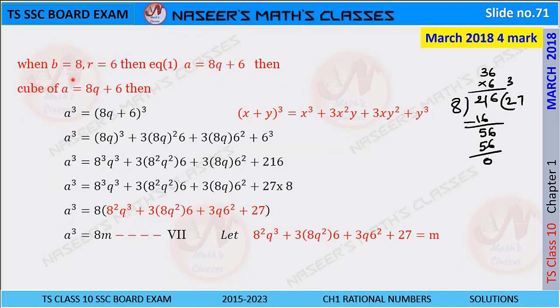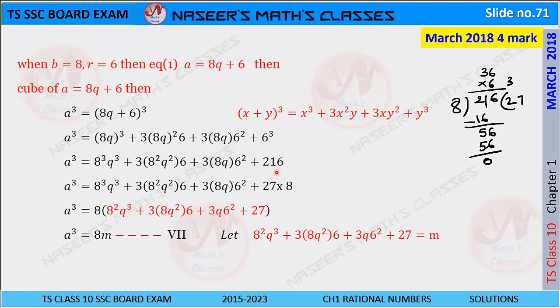Next we substitute b is equal to 8 and r is equal to 6 in equation 1. Then equation 1 implies a is equal to 8q plus 6. Next we have to find the cube of a is equal to 8q plus 6. Then we can write it as a cube is equal to (8q plus 6) whole cube. It is in the form of (x plus y) whole cube identity. Then we expand it as (8q) whole cube plus 3 times (8q) whole square times 6 plus 3 times 8q times 6 square plus 6 cube.